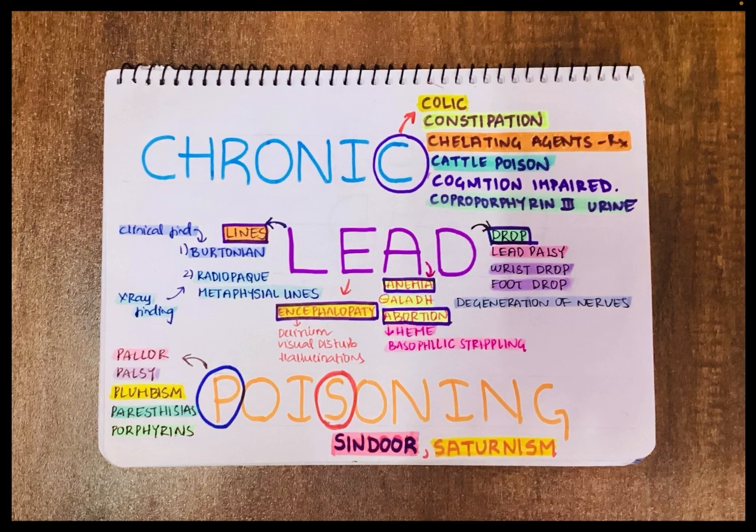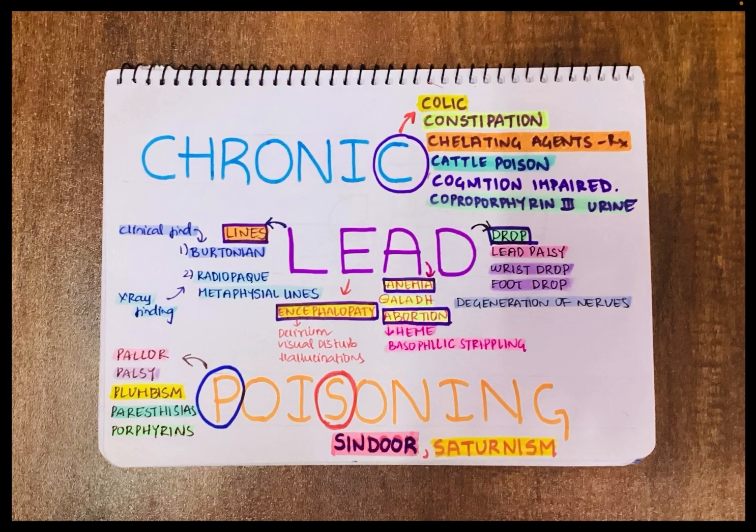It can also be used as a cattle poison, and it can cause cognition impairment in case of encephalopathy. Coproporphyrin 3 is released in the urine because of the impaired heme synthesis. So these are the different points you have to remember with C. First is colic, severe pain in the night; constipation; chelating agents given as a treatment like BAL and DMSA; cattle poison; cognition impairment, encephalopathy; and coproporphyrin 3 is released in the urine because of impaired heme synthesis.